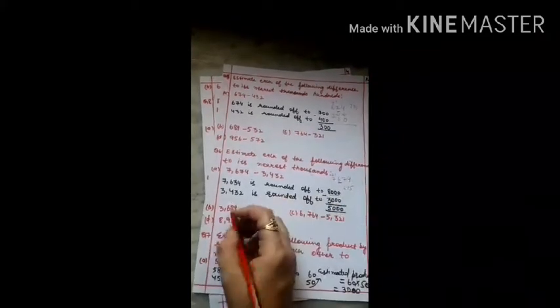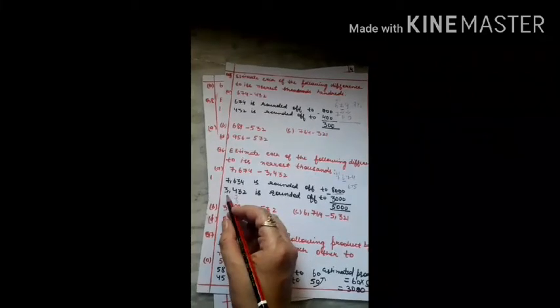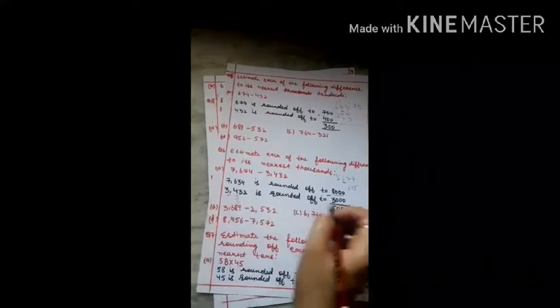Same procedure you will follow here, because 4 is less than 5, so no change will be there. You will write 0 here. No change will be done at the 1000's place.